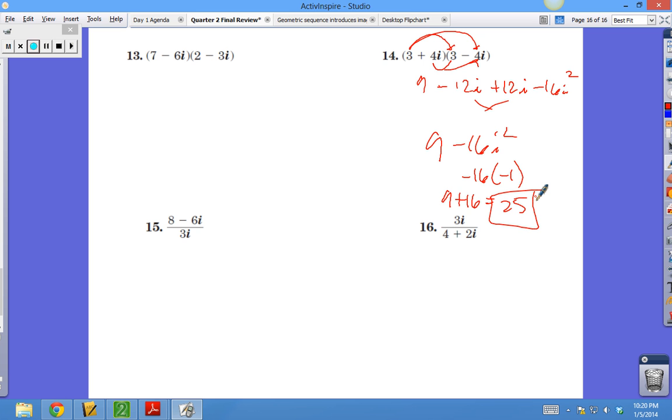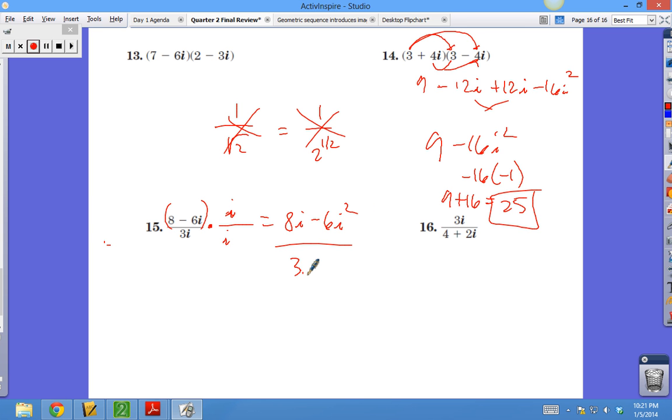Easy. Okay, 15. It is illegal to have an imaginary in the bottom, just like it's illegal to have a square root in the bottom, just like it's illegal to have a fraction for an exponent. These are all illegal. So how you fix this is you times them all by a fancy 1. My 1 is just going to be I over I. Imaginary over an imaginary. So on top, times both these by I, you're going to get 8i minus 6i squared.